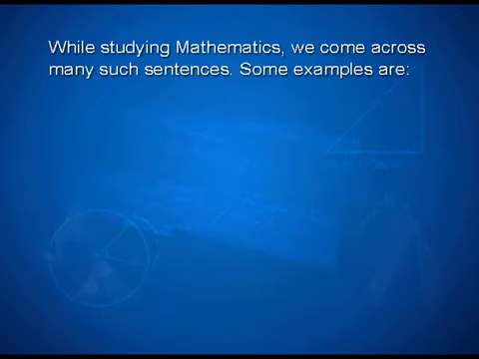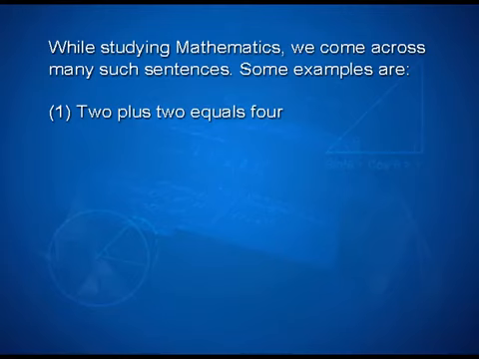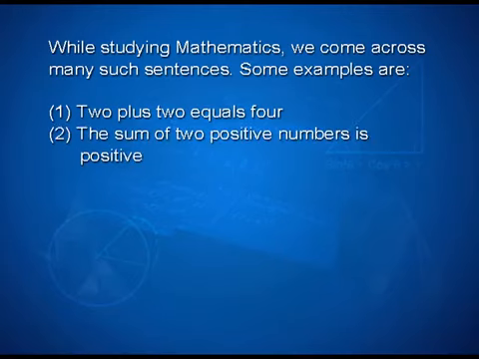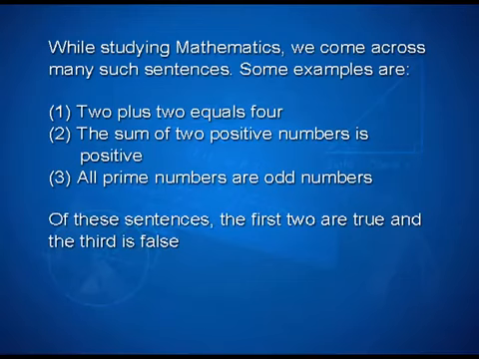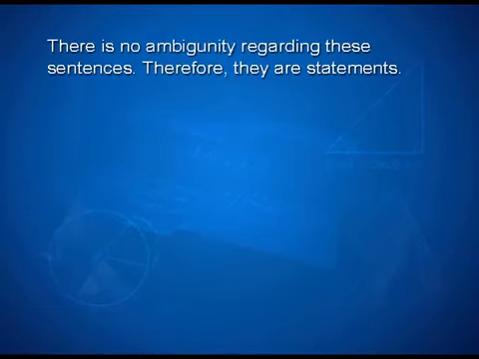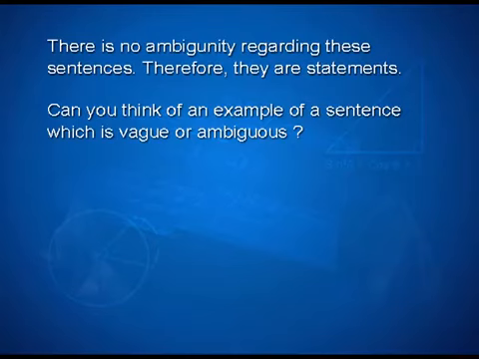While studying mathematics, we come across many such sentences. Some examples are: 2 plus 2 equals 4. The sum of two positive numbers is positive. All prime numbers are odd numbers. Of these sentences, the first two are true and the third is false. There is no ambiguity regarding these sentences. Therefore, they are statements. Can you think of an example of a sentence which is vague or ambiguous?